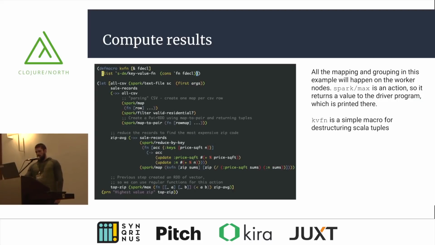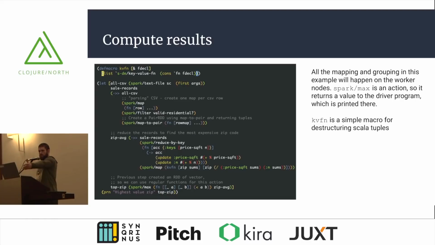Do you like my little poor man's code collapsing? Right. So then this is just computing an average for each zip code. Everything so far is still RDDs.